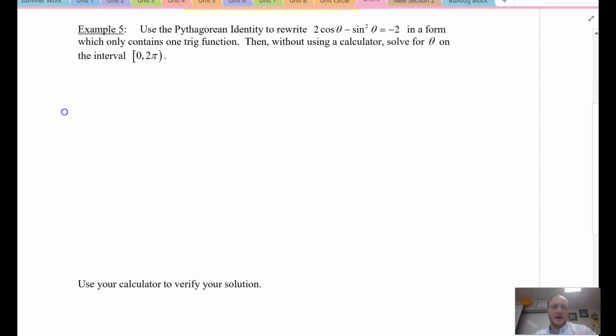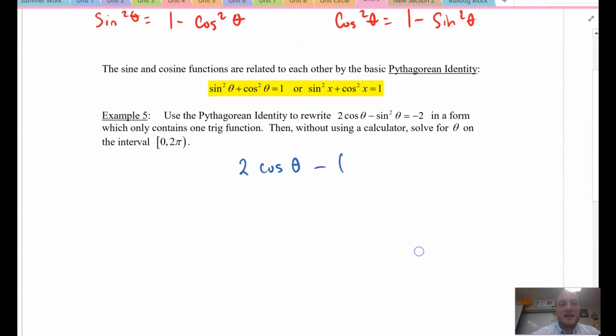Okay, so example 5, it says use Pythagorean identity to rewrite 2 cosine theta minus sine squared theta equals -2 in a form that only contains one trig function. Then, without using a calculator, solve for theta on the interval 0 to 2 pi. Okay, so I'm going to take 2 cosine theta minus sine squared theta, but instead of sine squared theta, I'm going to use my identity. I'm going to replace it with 1 minus cosine squared theta.